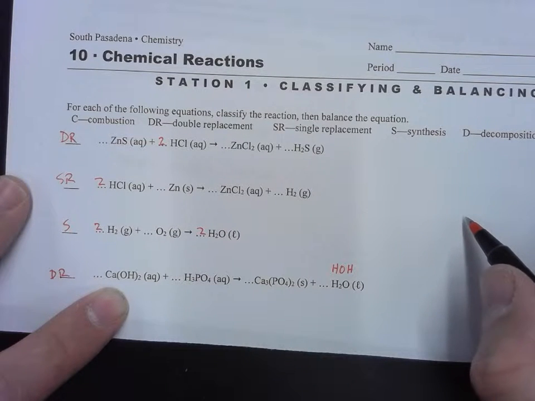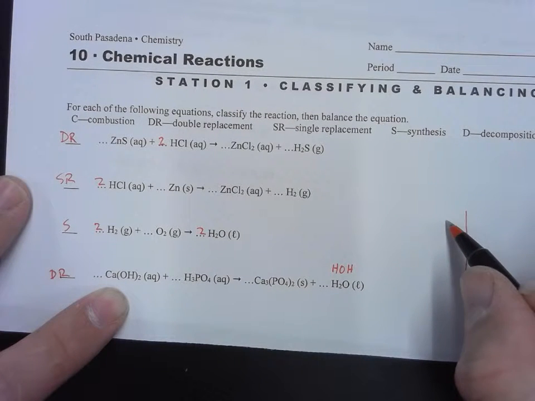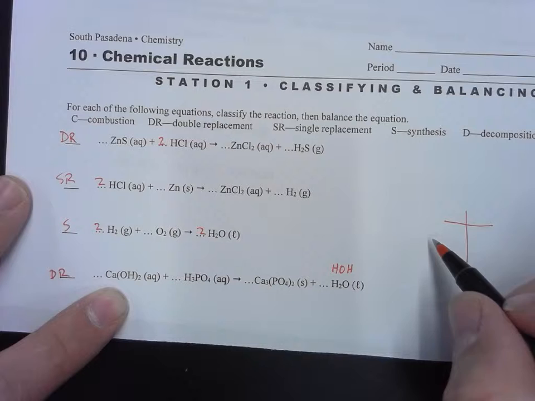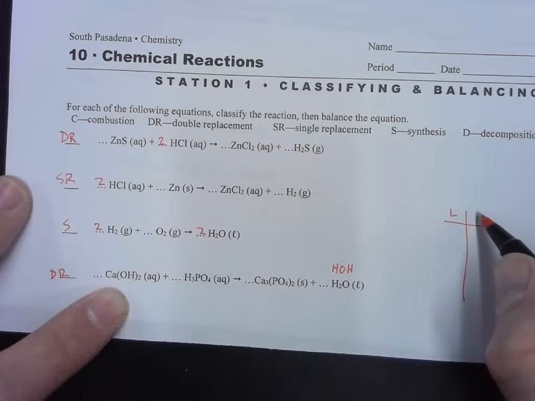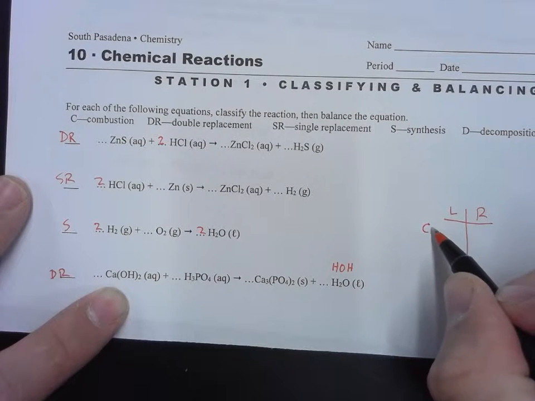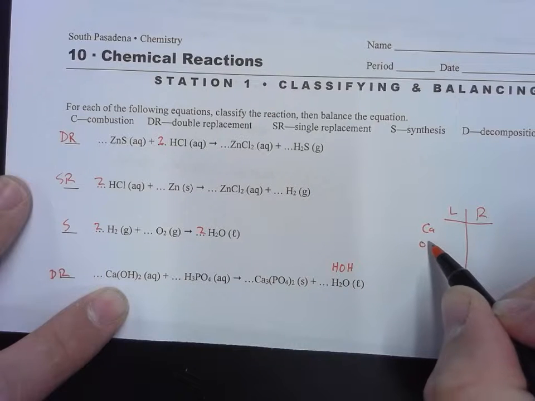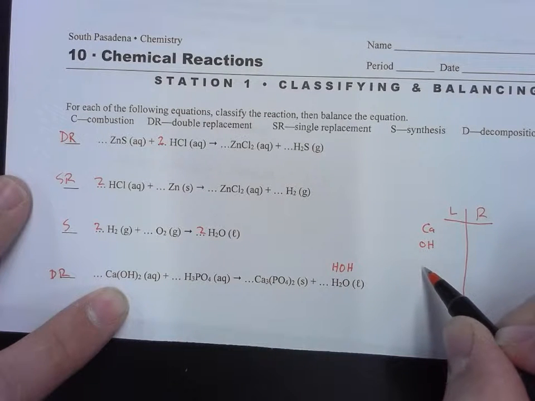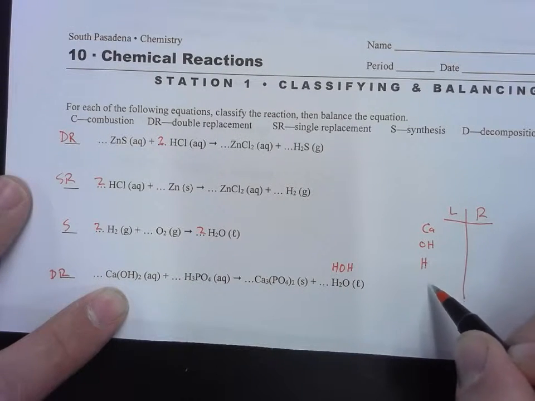Okay, we can do a chart if you want. Let's do a chart. Why not? Okay, left and right. So we've got calcium. We've got hydroxide. We've got hydrogen. And we've got phosphate.